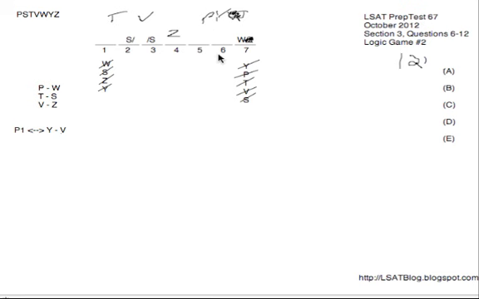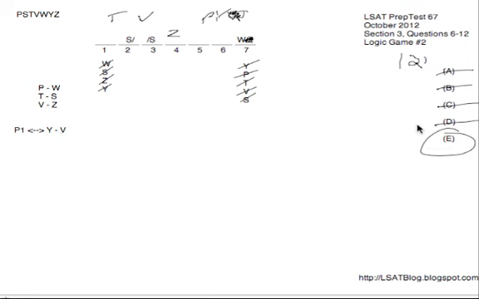So what could be true? P on 2, no, P's much later on 5 or 6, so A is gone. P on 7, no W's there, so B is gone. W on 3, no. We've got V or S there, basically, so C is gone. Next, looking at D, Y on 2, no, Y's on either 5 or 6. But yes, Y on 6 is entirely possible, so E is our answer to 12.